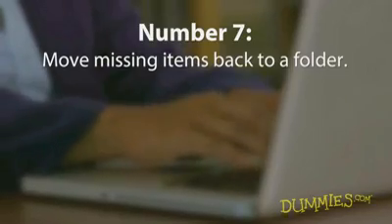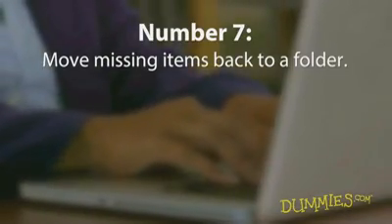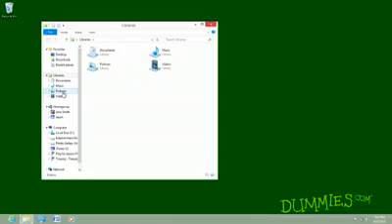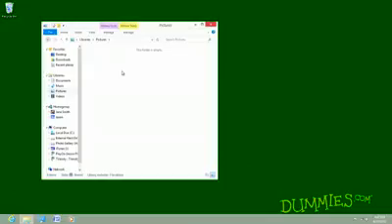Number 7. Move missing items back to a folder. If you open a folder and notice something's missing, or don't see anything at all, there are a few things you can try. Check the search box. Whenever you type something into a folder's search box, that little box near the folder's top right corner, Windows 8 begins looking for it by hiding everything that doesn't match your search. Clearing the search box makes sure nothing is hidden.